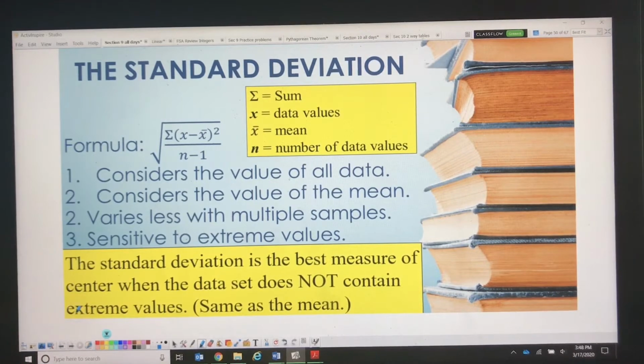But in order to use it and work with it, it's important for us to understand how they arrive at our standard deviation. It's also critical that we know that standard deviation is sensitive to extreme values, meaning our standard deviation is typically seen when our data is evenly spread out. Also, our standard deviation is going to vary less when there are multiple samples. So if you have multiple data, your standard deviation is not going to vary as much.